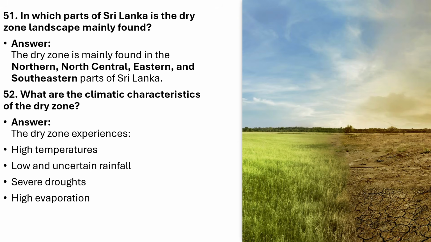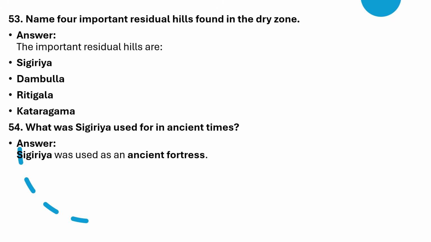What are the climatic characteristics of the dry zone? Answer: dry zone experiences high temperatures, low and uncertain rainfall, severe droughts, and high evaporation. Name 4 important residual hills found in the dry zone. Answer: Sigiriya, Dambulla, Retigala, and Kataragama.